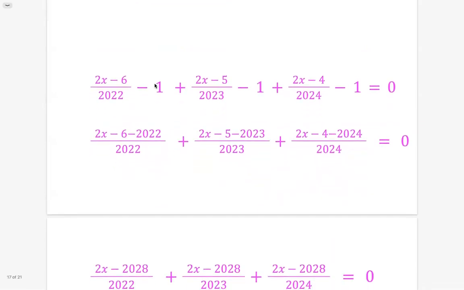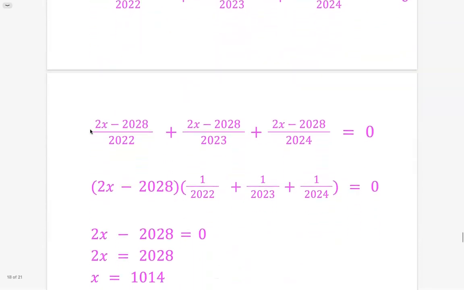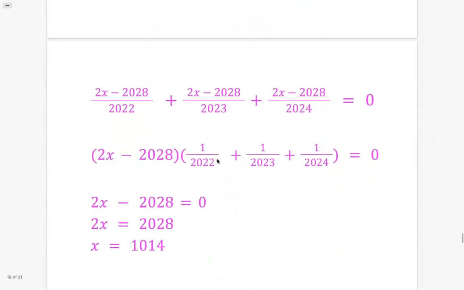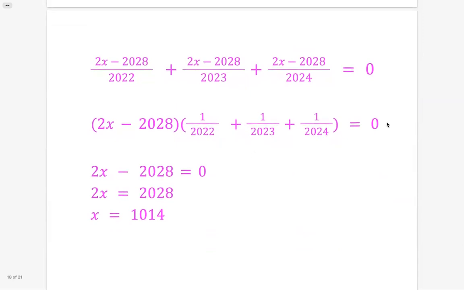Then we make a common denominator: the first one is 2022 divided by itself, the second one is 2023 divided by itself, and the third one is 2024 divided by itself. Then we can combine the common denominators, right? Then we see -6 minus 2022, -5 minus 2023, -4 minus 2024 is all negative 2028. So 2x minus 2028 becomes a common factor of those 3 terms. So we factor out, and then we use the zero property because the right-hand side is 0.